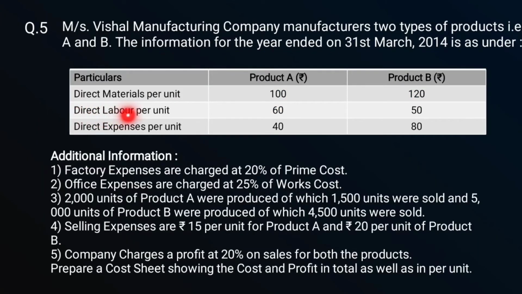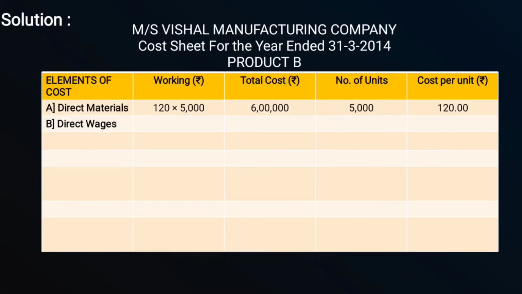Next, direct labor. So direct labor per unit for product B is given as 50 per unit, and units for product B are given as 5000. So we'll record it in cost sheet. Part B, direct wages. Working will be 50 per unit into 5000 units. Total cost will be rupees 2,50,000 and number of units will be 5000. Cost per unit will be rupees 50 per unit.